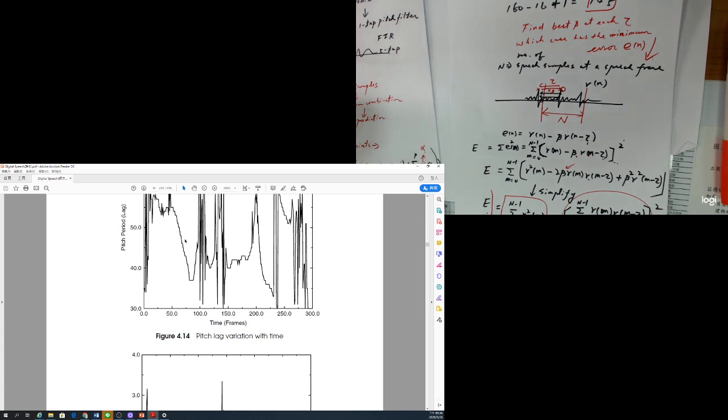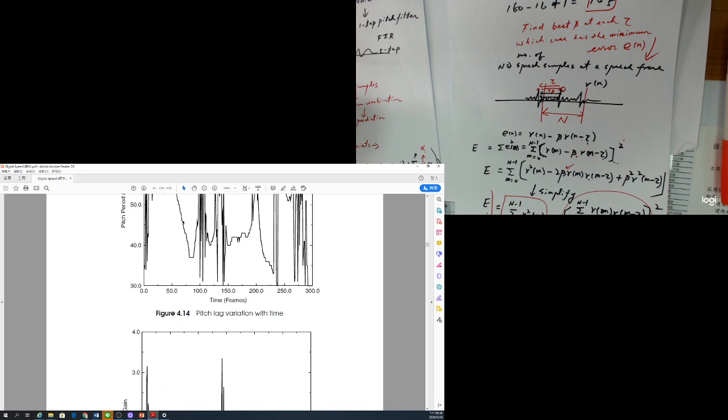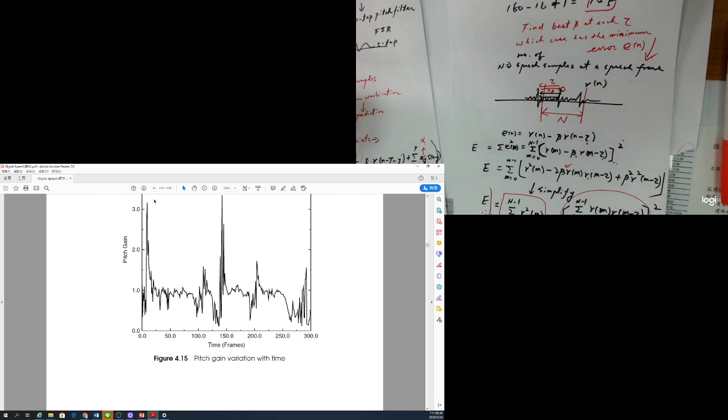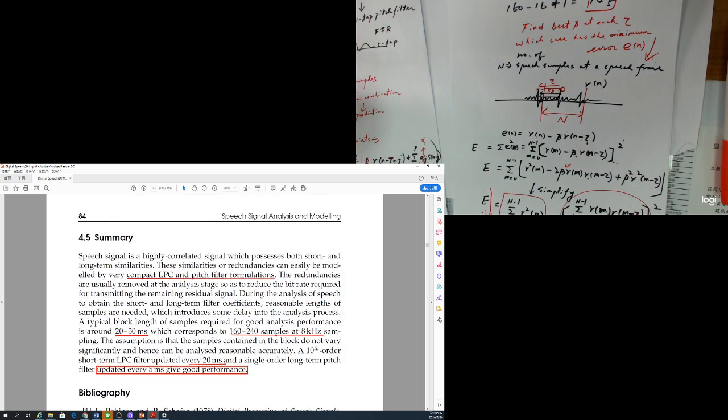If you have consistent variation, this is the voiced region. This one should be pitch gain. In the transient region or unvoiced region, the pitch gain will have a larger variation. In the voiced region, the pitch gain is a little more consistent, because your energy does not change much; within one speech frame it keeps the same energy.